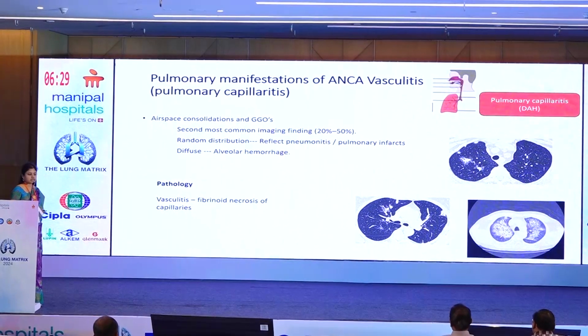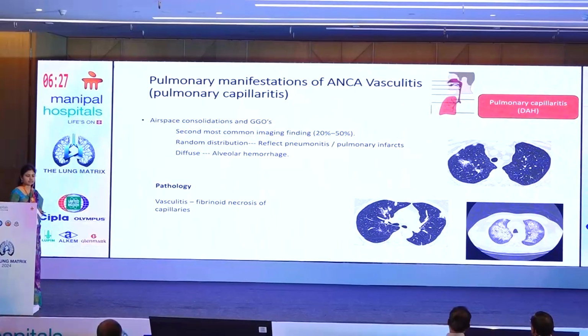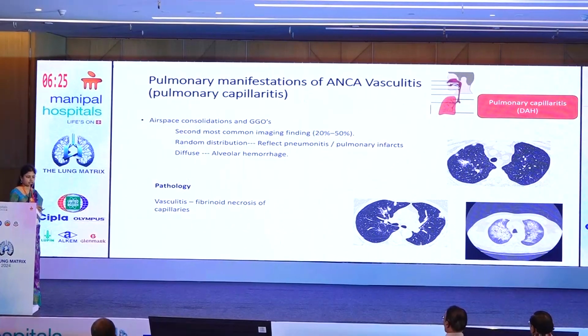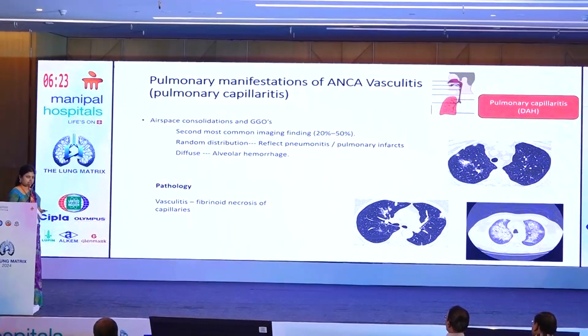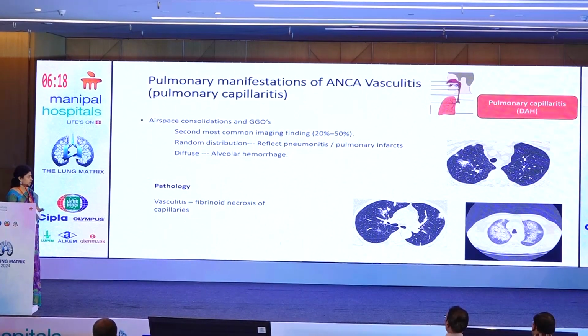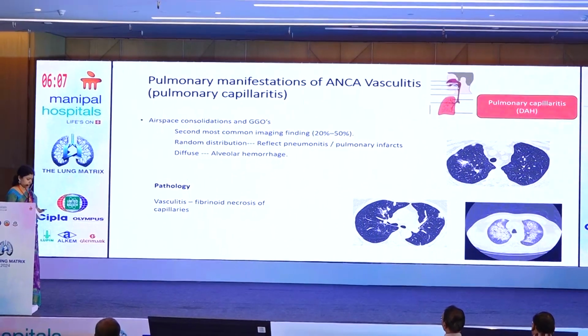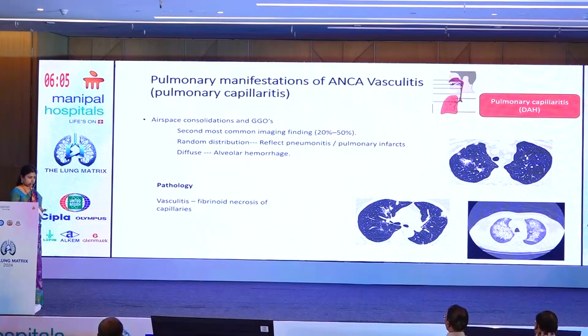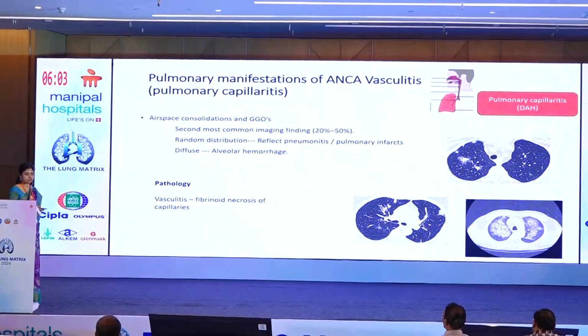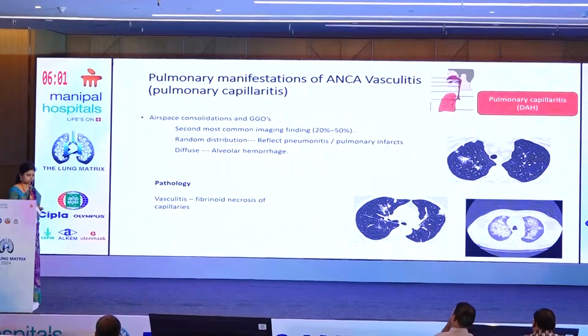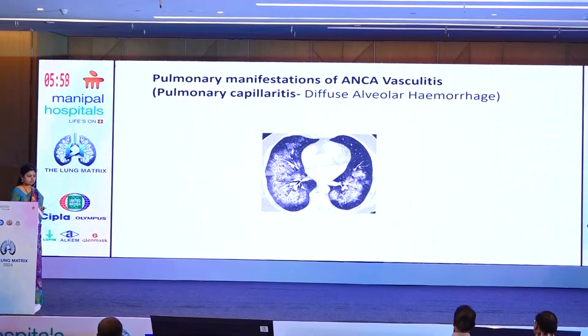Coming to the third manifestation, that is pulmonary capillaritis, which is a vasculitic manifestation of ANCA. So usually in the mild cases, we see diffusely distributed infiltrates in the lungs. When they are small, they can present as pulmonary infiltrates or wedge-shaped pulmonary pleural lesions. And if it is diffuse, it causes alveolar hemorrhage. If we take a biopsy from such lesions, we usually see vasculitis, not granulomas.